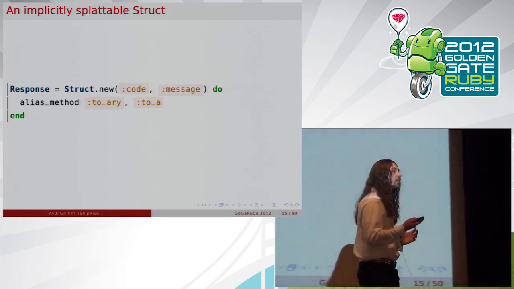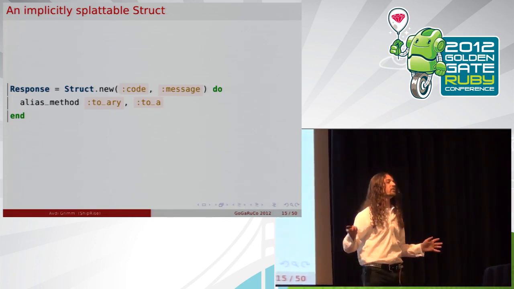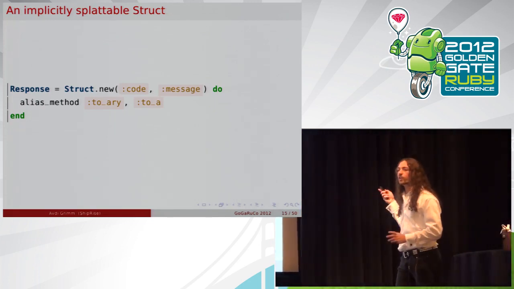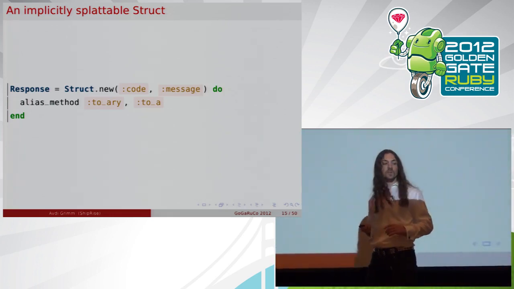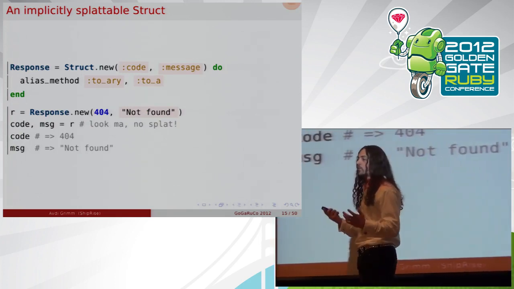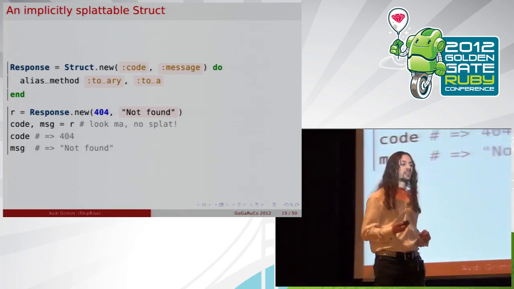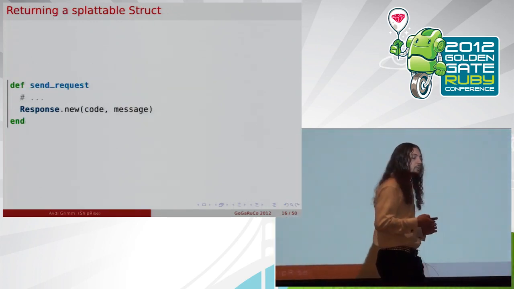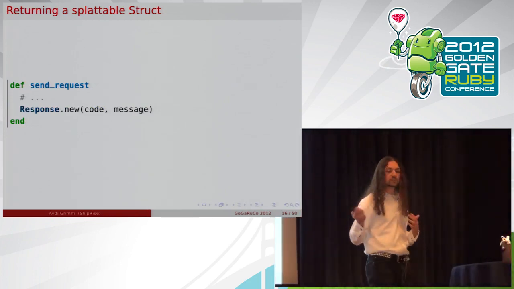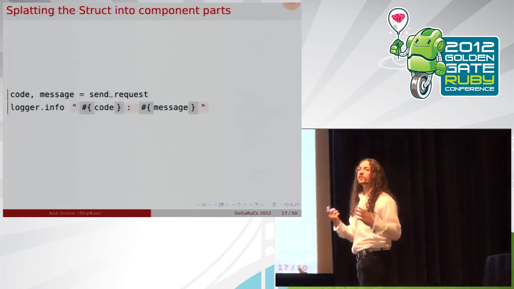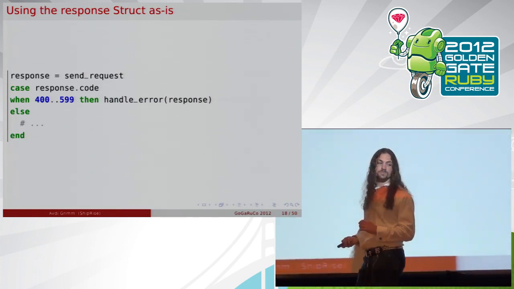But we can fix that. If we go into that struct definition and we alias to_a, it already has a to_a, but we alias that to to_ary, which it didn't have before. to_ary, it turns out, is the signal to Ruby that implicit splatting is possible. So once we do that, we can instantiate this response object, we can splat it out into multiple variables, and it just works. So in our send request method, we return a response object that we create from that code and message. Now the client code that wants to splat that out immediately into multiple variables can do it. The client code that wants to pass it around as an object can have that too.